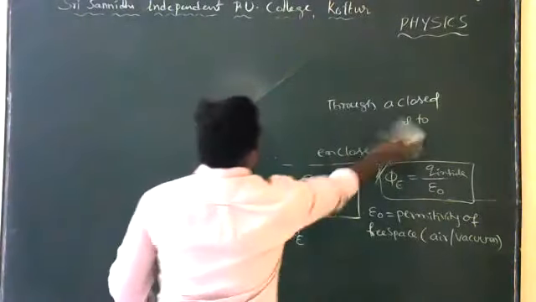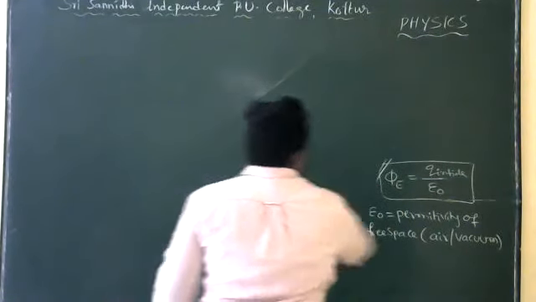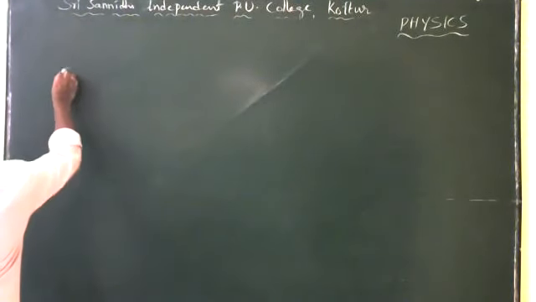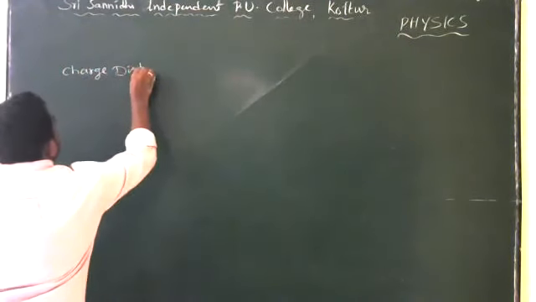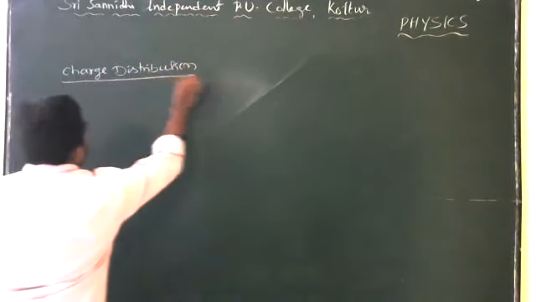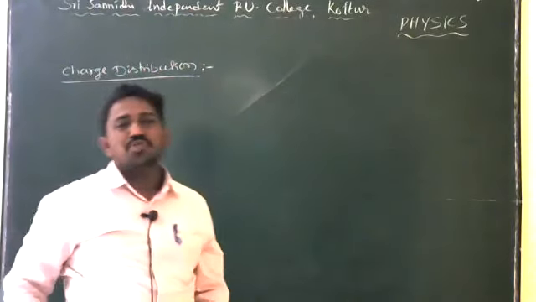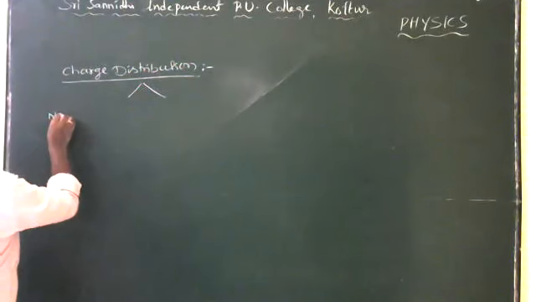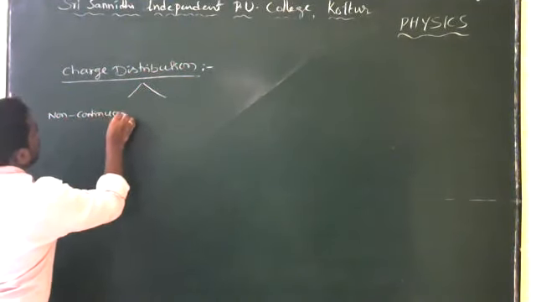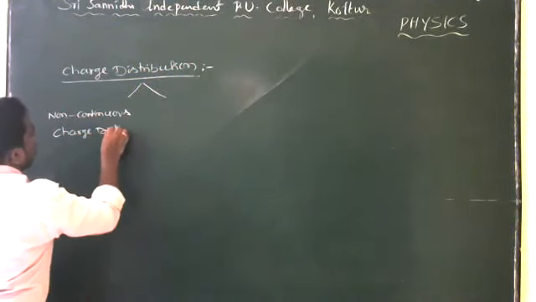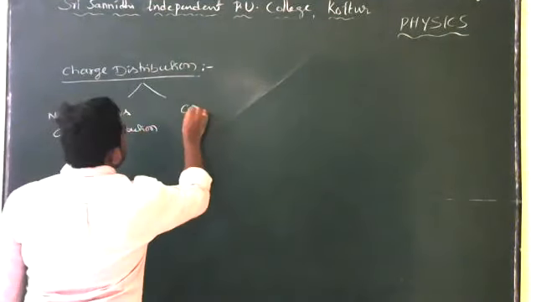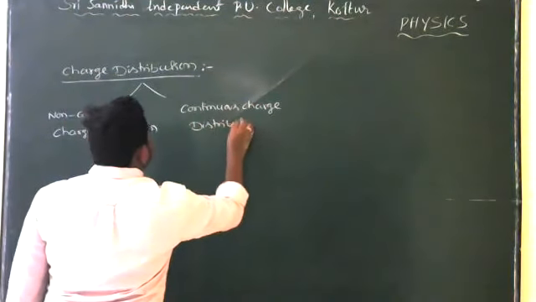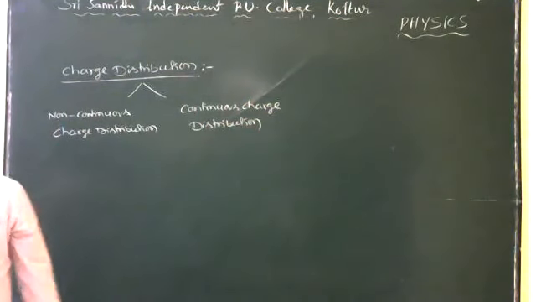Next question: charge distribution, or distribution of charge. Charge distributions are of two types. One is non-continuous charge distribution, and the second one is continuous charge distribution.